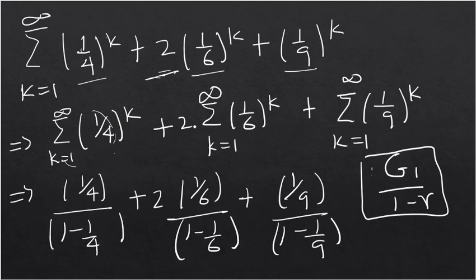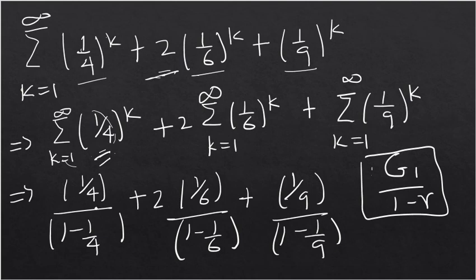For the first, G1 is 1 over 4, so (1 over 4) over (1 minus 1 over 4). For the second, G1 is 1 over 6, so (1 over 6) over (1 minus 1 over 6). The common ratio is also 1 over 6. You can check, because this means 1 over 4 plus (1 over 4) squared plus (1 over 4) cubed, and it continues in that manner. So it is the summation of an infinite series. The third one is the same.